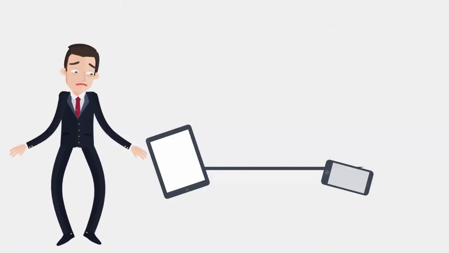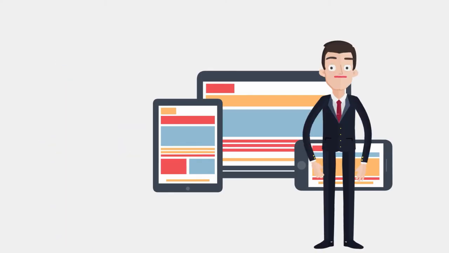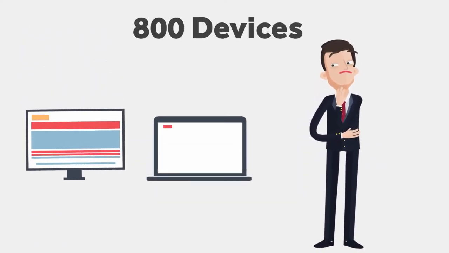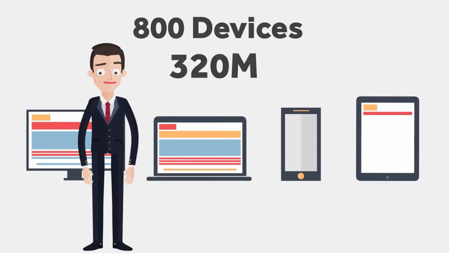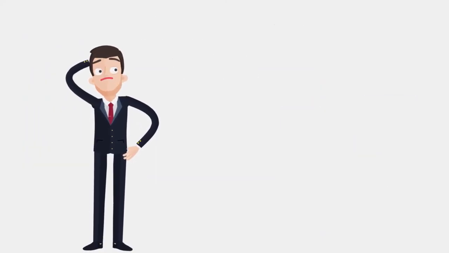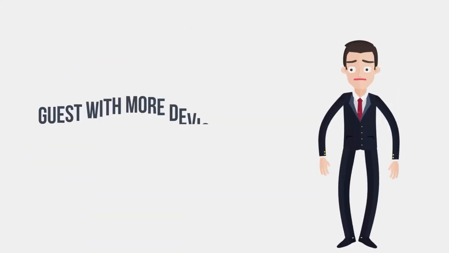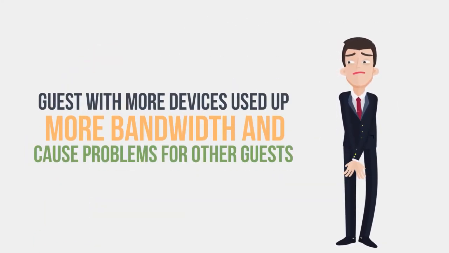The key issue is Andy does not know how many devices to cater for in his planning anymore. If he assumes 800 devices in total, the total bandwidth required would be 320 megabytes, which is too expensive. Worse still, he is not able to allocate the bandwidth to the guests fairly. Guests with more devices use up more bandwidth and cause problems for other guests.